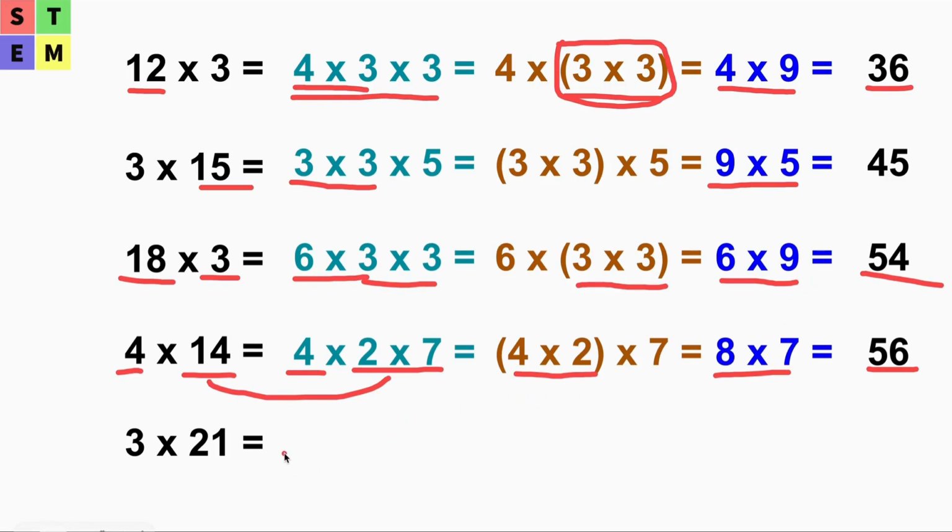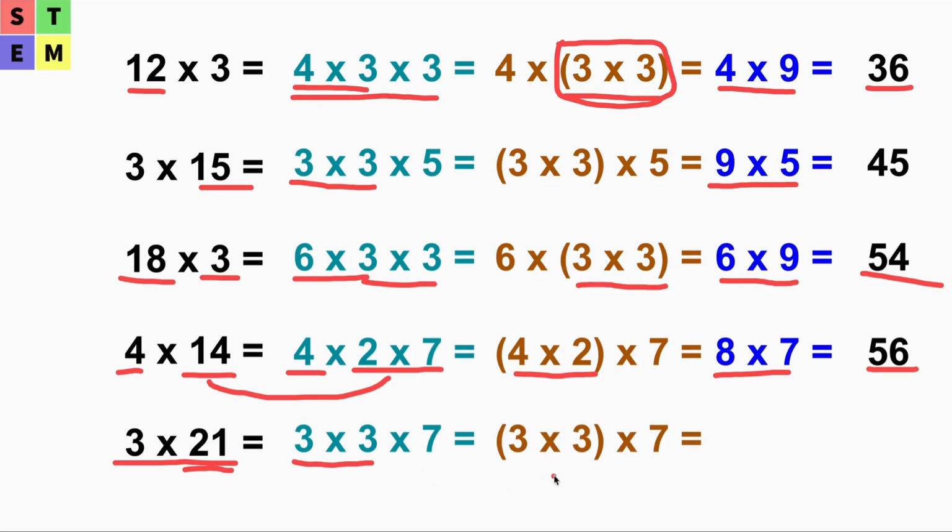Okay, so let's take a look at our last example. So we got 3 times 21. All right, so we need to rewrite 21 in a much easier way. So we'll have 3 times 3 times 7. Okay, 3 times 3 times 7. So again, we will do 3 times 3 first, so that we'll have 9, right? And we are going to calculate 9 times 7 in this case. So yeah, it will be 63 at the end.